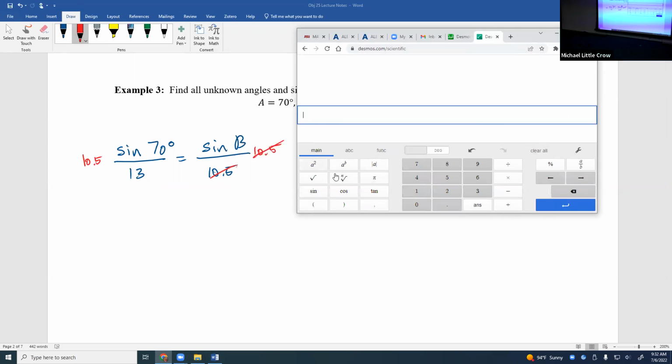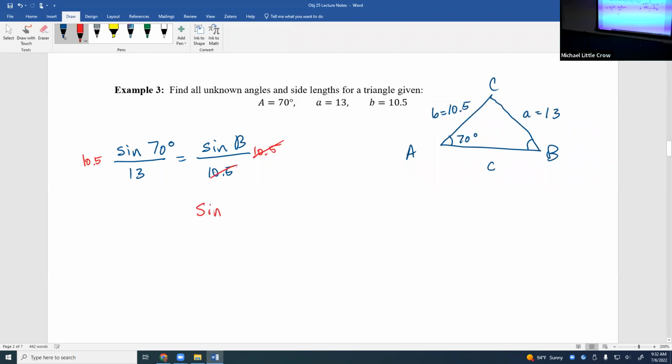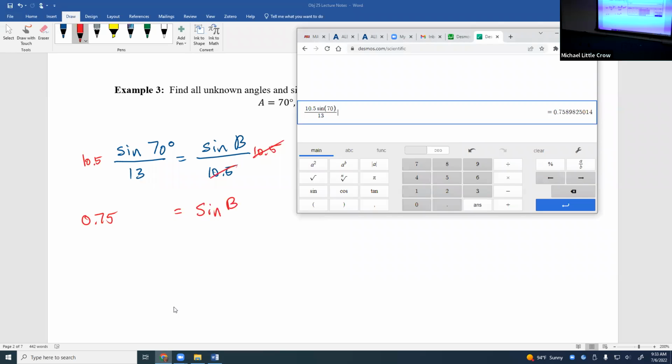So 10.5 times the sine of 70 degrees divided by 13. Notice we get a number that is below 1, so this one could potentially have a solution. It's looking better. 0.75898.